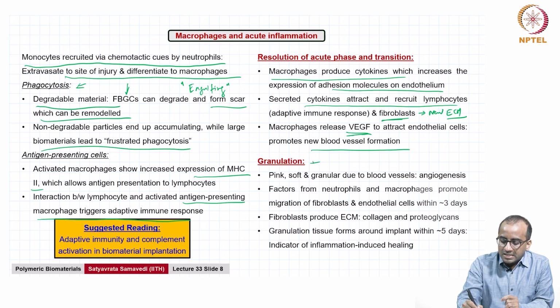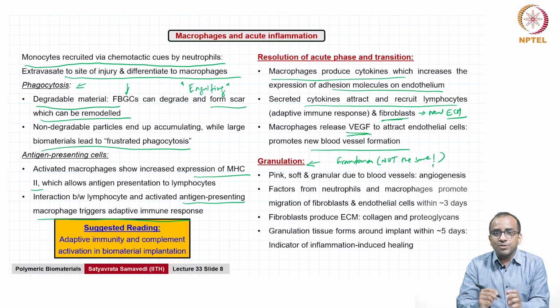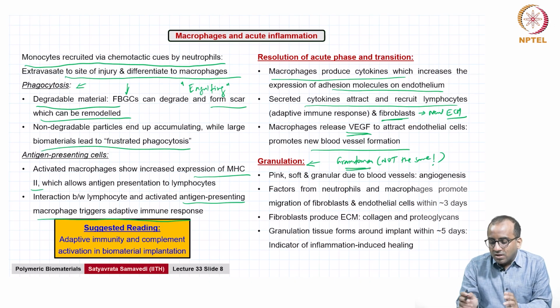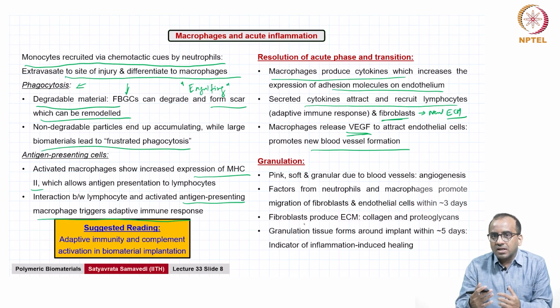We'll also find something called a granulation tissue. Now, this is different from granuloma, not the same. So, please don't confuse yourself with these two terms. Granuloma is not the same as granulation tissue. I would suggest you look up what granuloma is and try to understand the difference between granuloma and granulation tissue. Essentially, granulation tissue is one of the indicators that angiogenesis is happening and the reparative processes have begun.